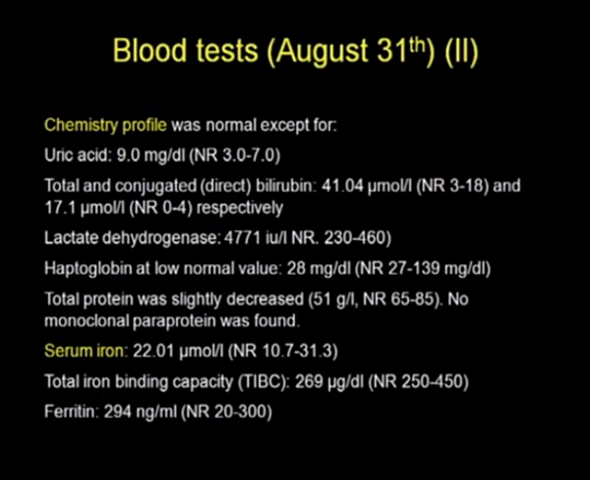Biochemical tests were normal except for uric acid, bilirubin, and lactate dehydrogenase. Haptoglobin was at a low normal value, and total protein was slightly decreased, and there was no detection of monoclonal paraprotein. Serum iron was low, but within the range. Total iron binding capacity was low, but within the range, and ferritin was normal.